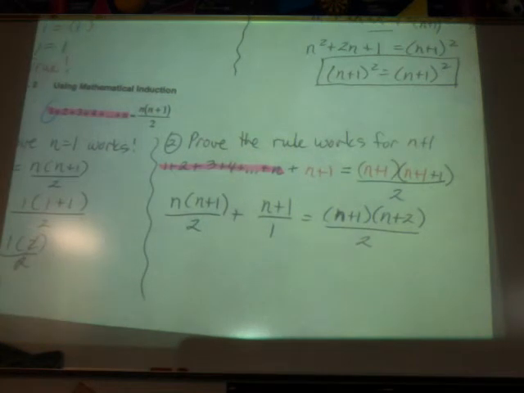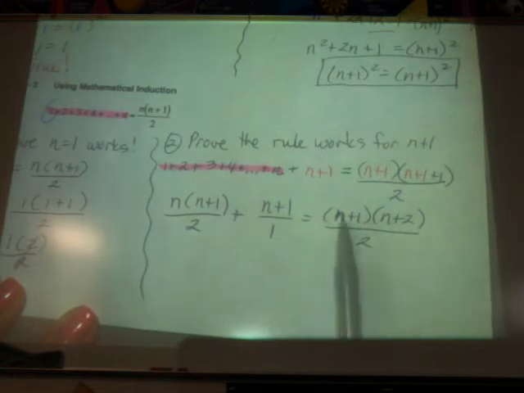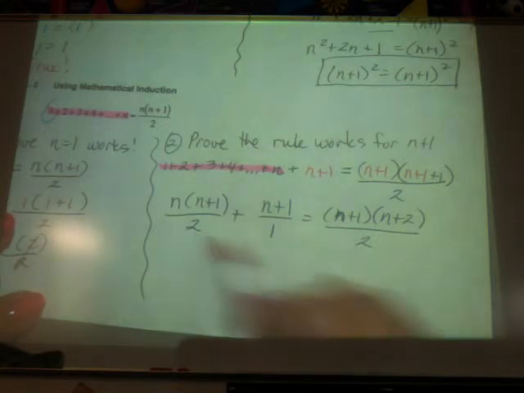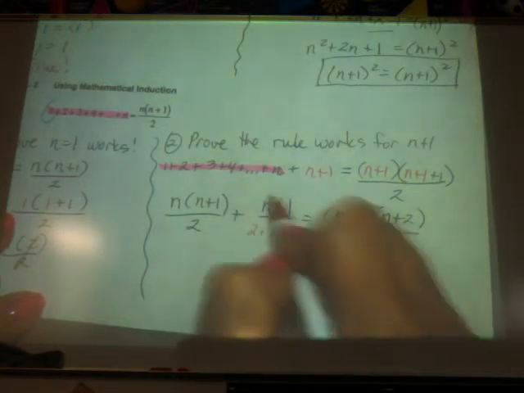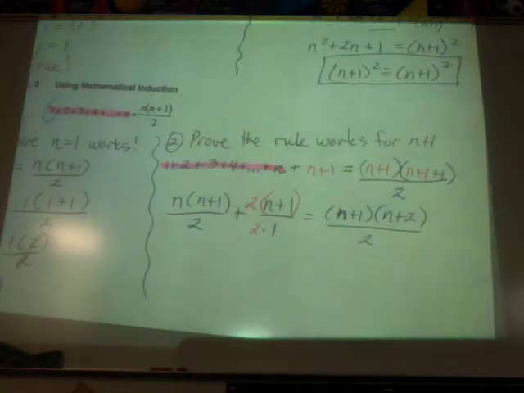I'm going to take the more complicated side, just like we did with the trig proofs, and make it more simplified. Wouldn't you agree that this is more complicated than this? If I were you, I would not multiply those out. Just leave it alone and keep bringing it down. This, however, I can deal with. I can't add these, though, until I have like denominators. What's my like denominator between 2 and 1? 2, right? So I have to multiply this by 2. That means I have to multiply this entire numerator by 2, not just the n, but also the 1.